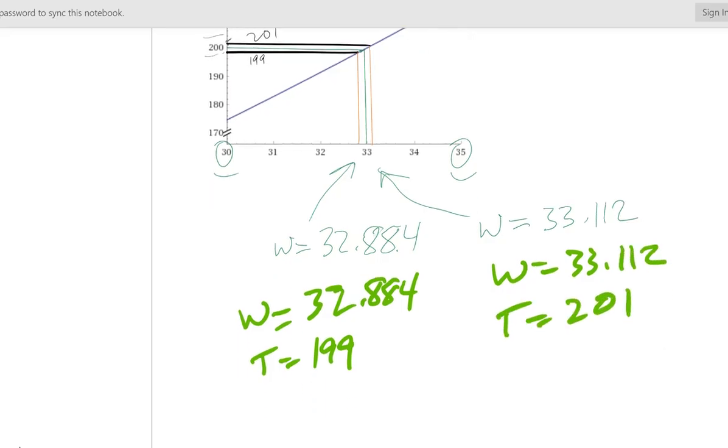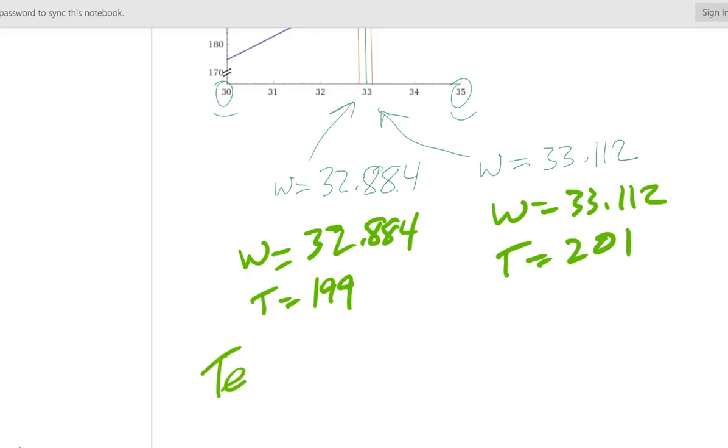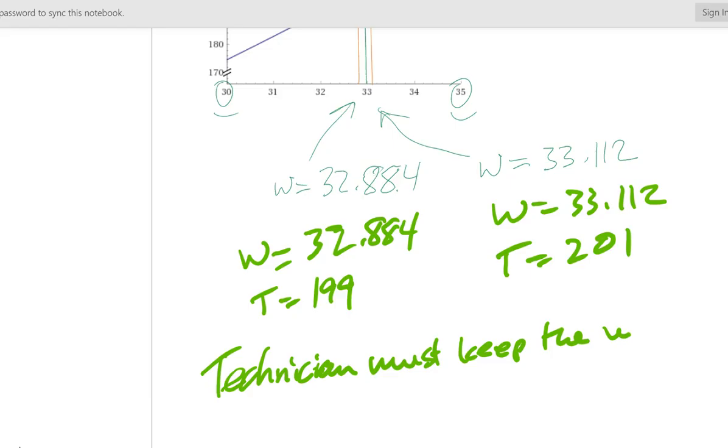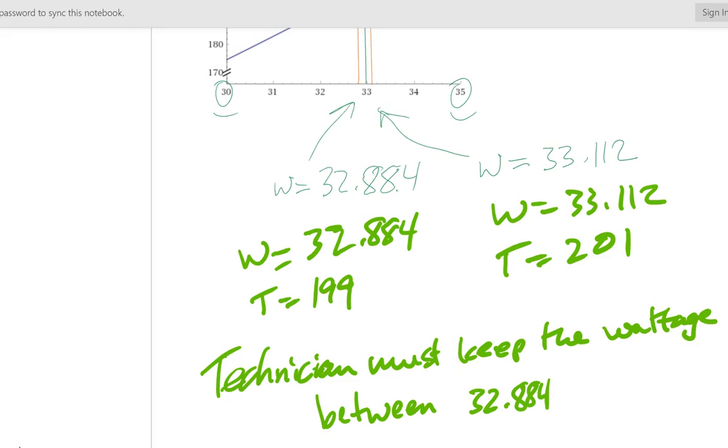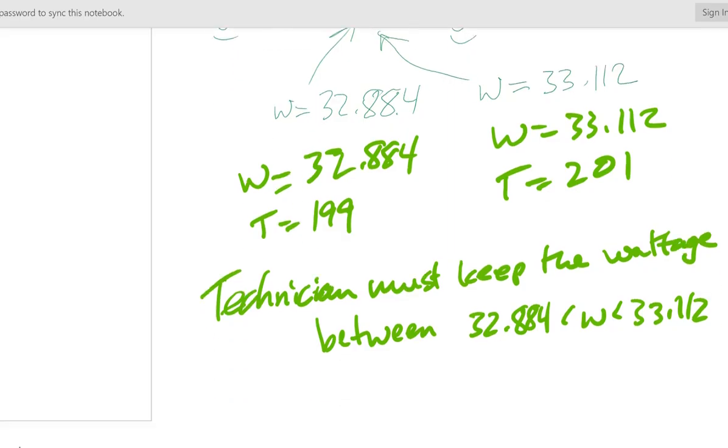Now, if you're the technician, the technician must keep the wattage between these two numbers, between 32.884 and 33.112. Now, what's the difference here?